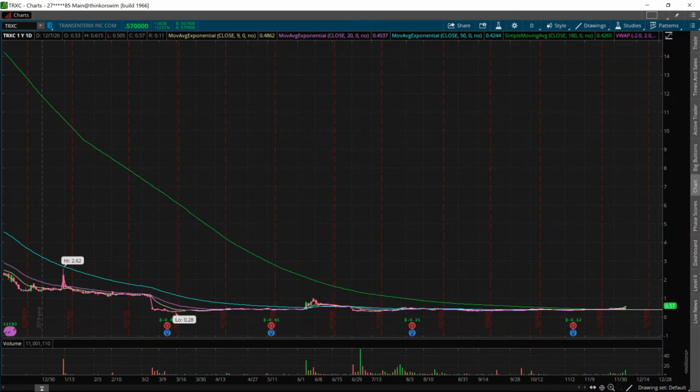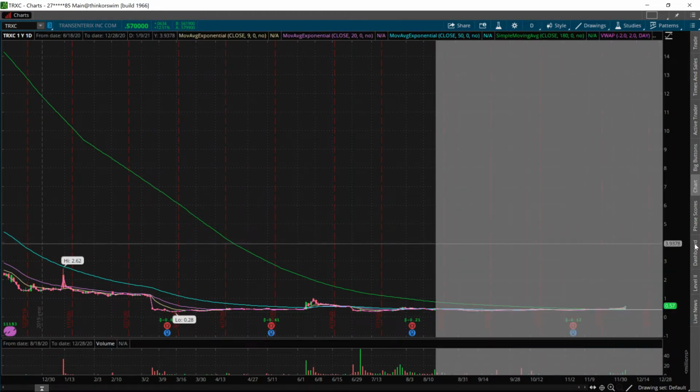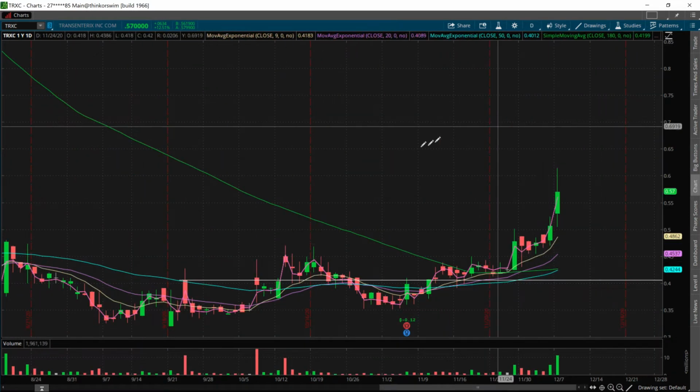Okay, so let's get right to TRXC. This is one of those patterns where it's difficult to see because it used to trade way high, and right now it is oversold. It's trading below $1, so this is almost what we would call a true penny stock. It's trading cents on the dollar. So let's zoom in and see the pattern that I saw.